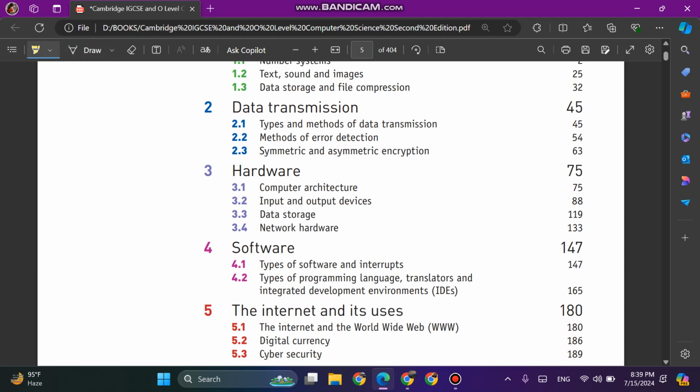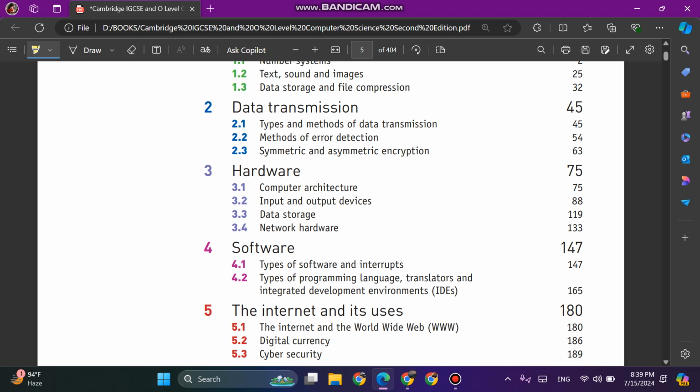Chapter number 3 is hardware. In this chapter you will learn about the architecture of the CPU. You will learn about input output devices like keyboard, mouse, scanner, and microphone. You will also learn about data storage, which means which devices are used to store data, and network hardware, which devices are used to interact with the network as well.